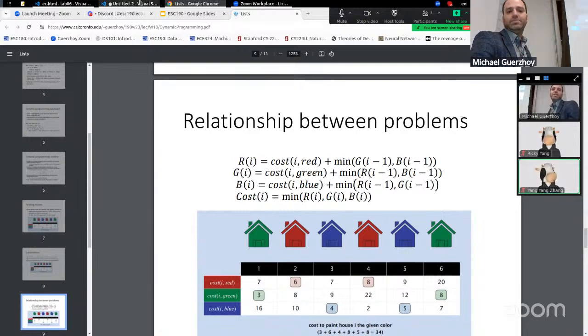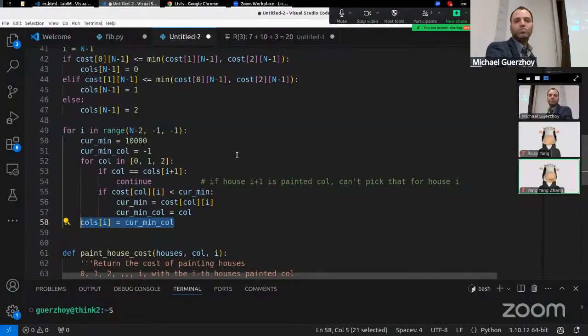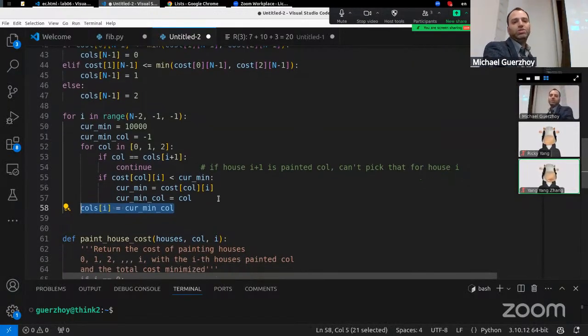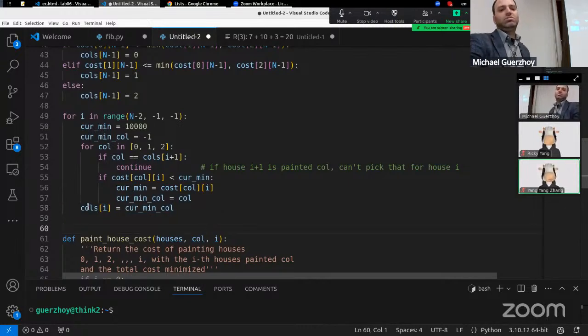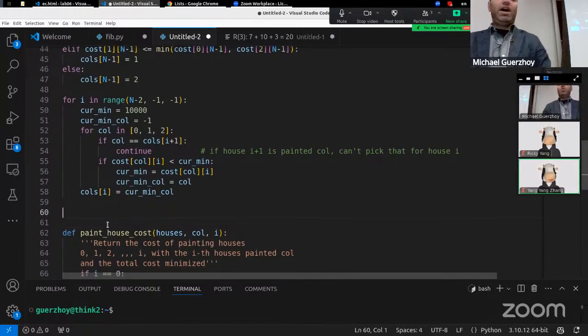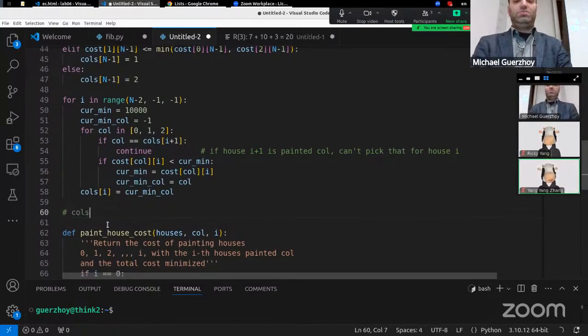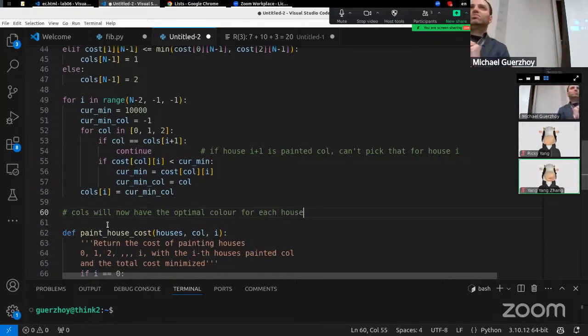So, okay. So this would be that, and colors. So COLs will now have the... right. Questions about this? Yeah.